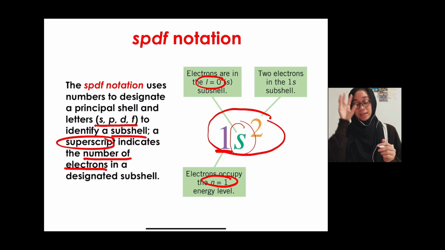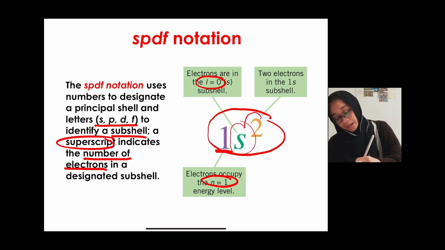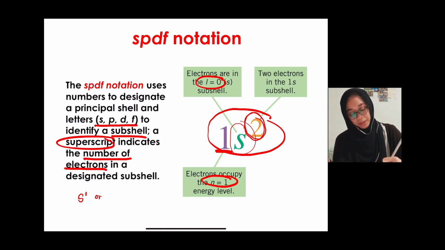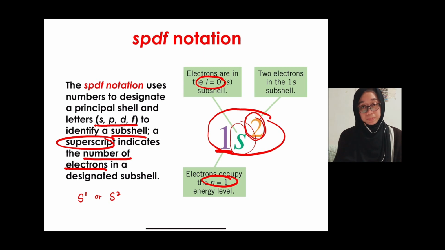Okay, and the superscript, the one yang dekat bahagian atas. Okay, so kita ada nombor 2 dekat situ. So it shows that there are 2 electrons in the 1s subshell. Okay, so basically S orbital kita ada 1 je kan. So the value of the superscript might vary from 1 ataupun dia akan pergi kepada 2.